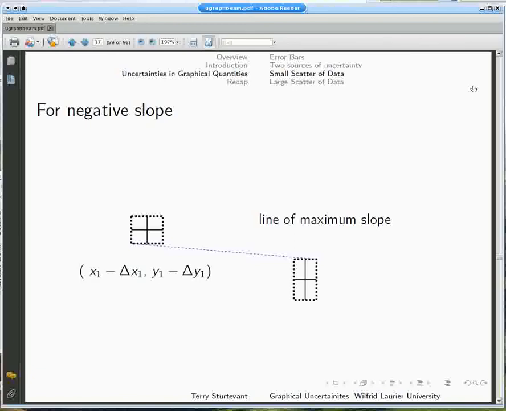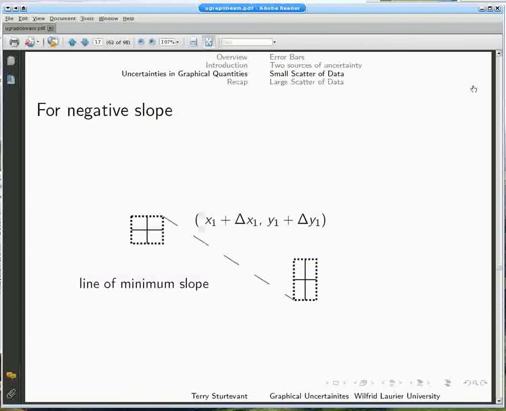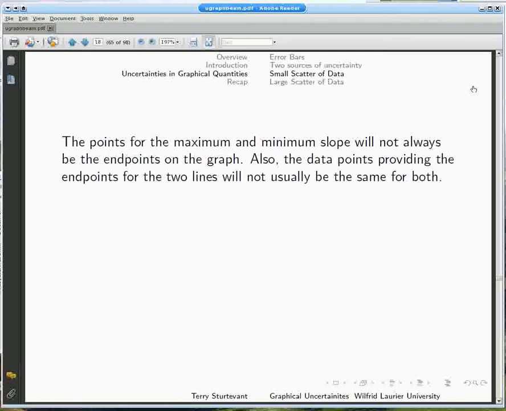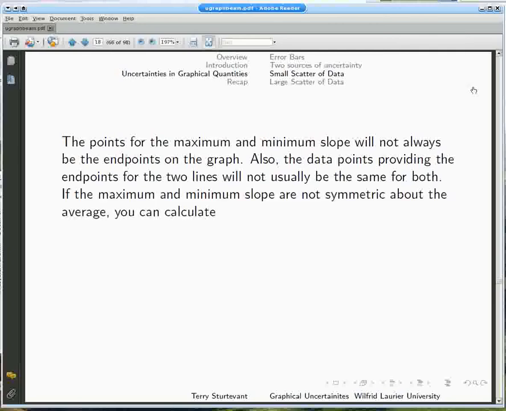For a negative slope, the change should be obvious. Don't assume the points used for maximum slope and minimum slope will be at the ends of the graph, or even that they'll be the same. Once you've got the maximum and minimum values for the slope and y-intercept, you can calculate the uncertainties simply.